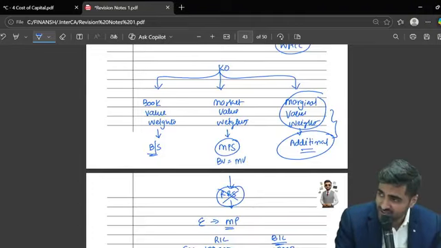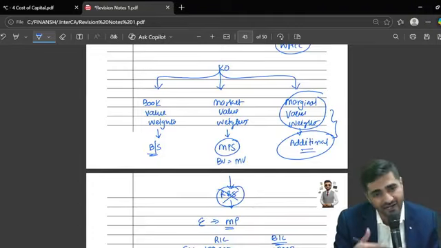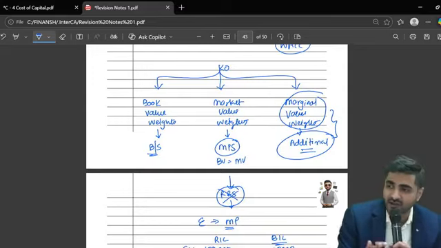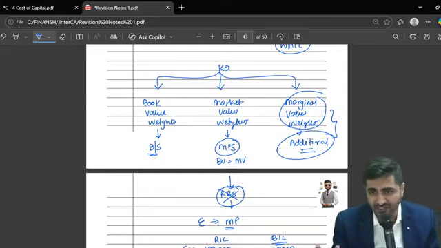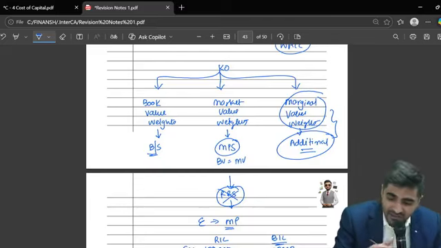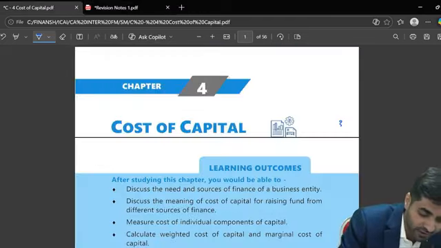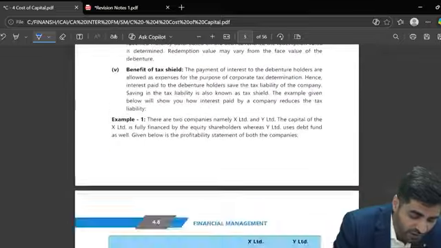Come on, yes or no? Yes, sir. KE, KD, KP, KR, everything will come. Okay. So this is how we are going to calculate your book value, market value weights, and marginal value weights. Okay. So in the entire chapter, we are going to do this only. Okay. So I want every one of you to now.